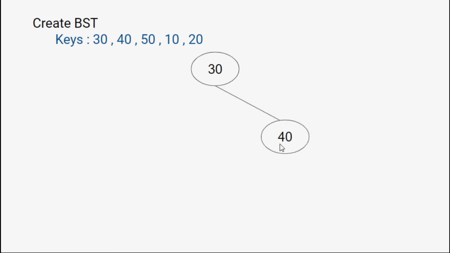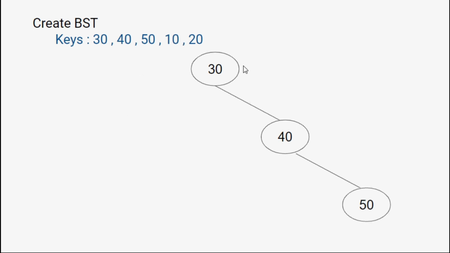Then comes 50. Again we are going to compare 50 with 30. Now 50 is greater than 30. 50 is definitely going to be on the right side of 30. When we come to the right side of 30, we have 40. Now 50 is again greater than 40, so 50 is going to be at the right of 40.